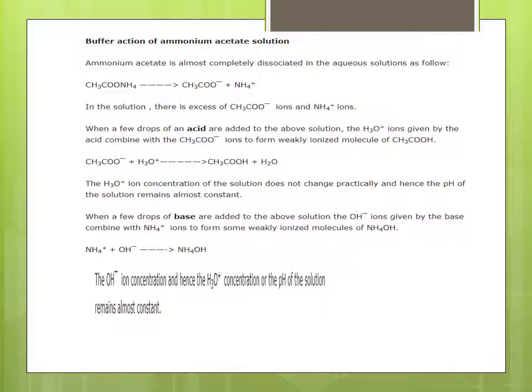When a few drops of base are added to the above solution, the OH negative ions given by the base combine with ammonium ion. The OH negative concentration, and hence the H3O positive ion concentration and pH, remains almost constant.